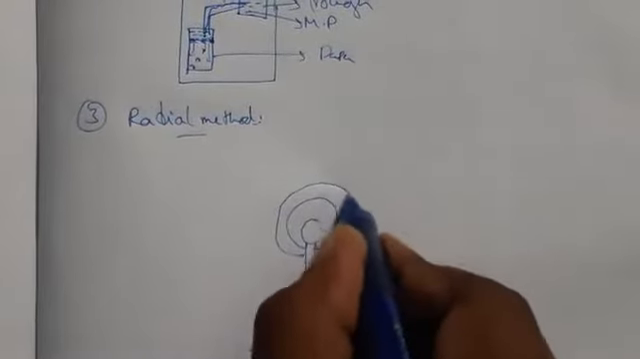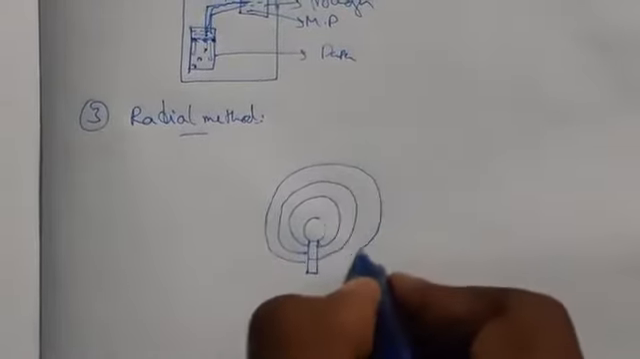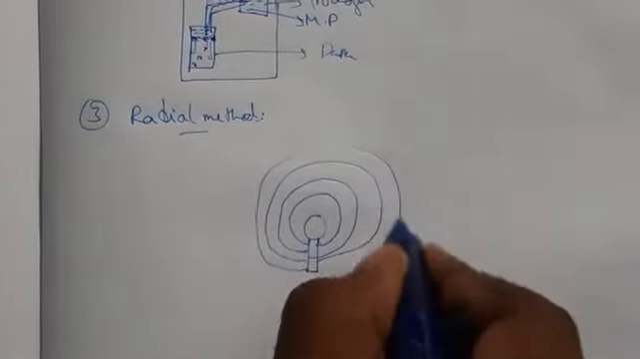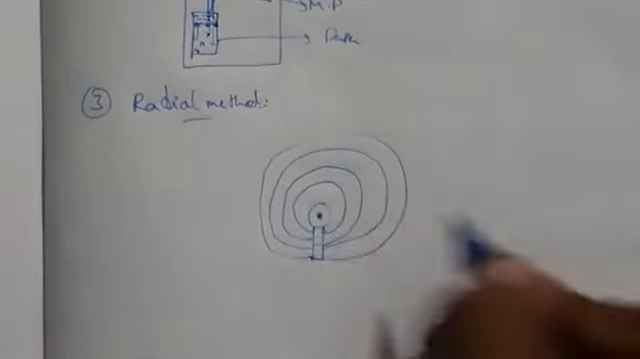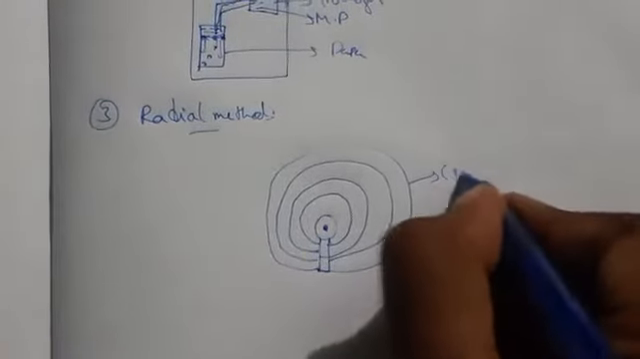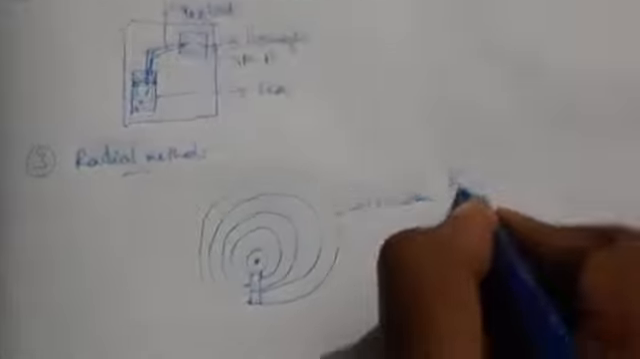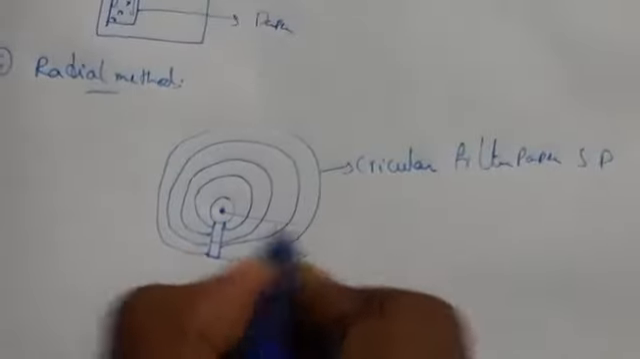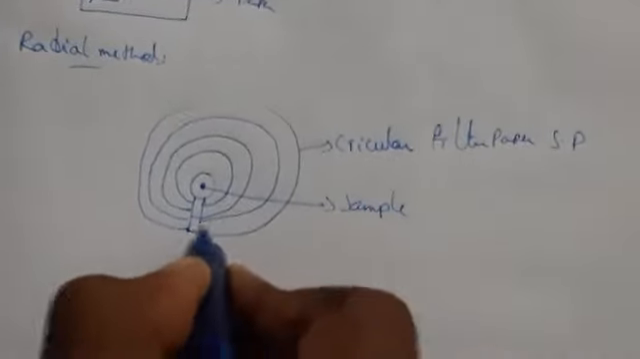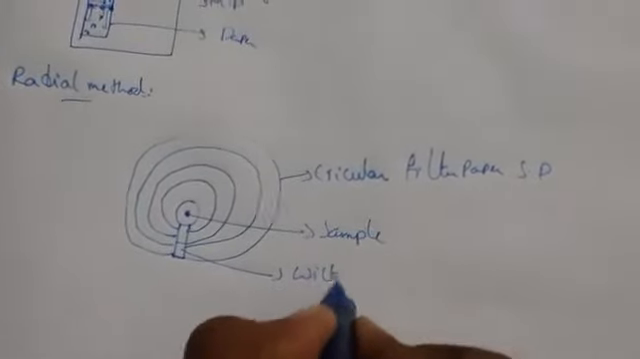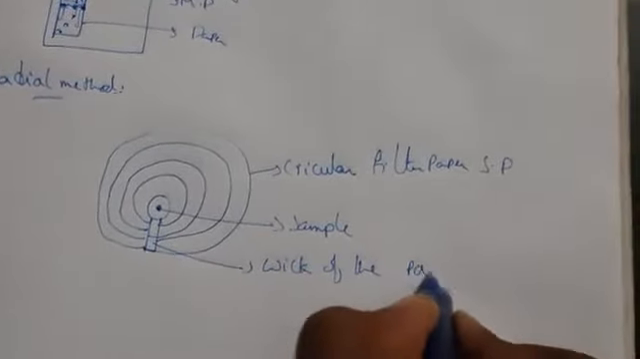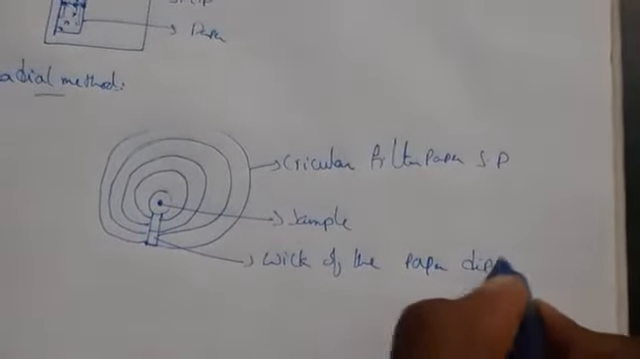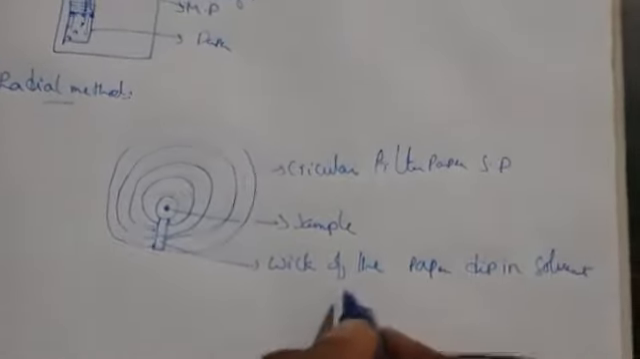So this is a filter paper which is taken. Okay, so this is the sample we are taking here. What happens, this is a circular filter paper which is the stationary phase. And coming to here, sorry for the disturbance. So here this is the sample we are taking, and this one we call the wick of the paper, dipped in solvent which is the mobile phase.